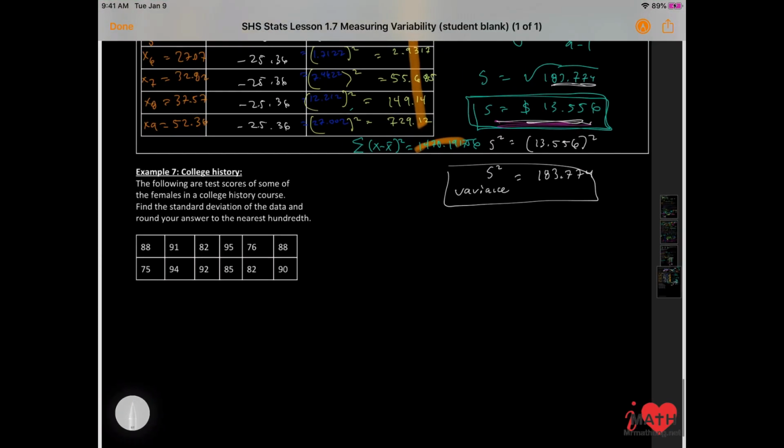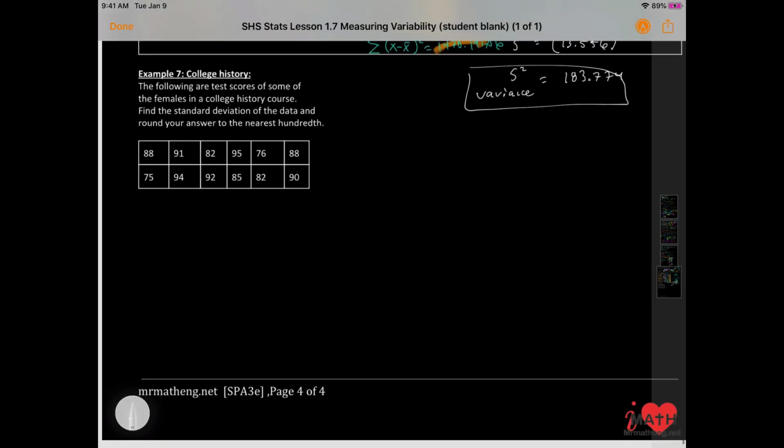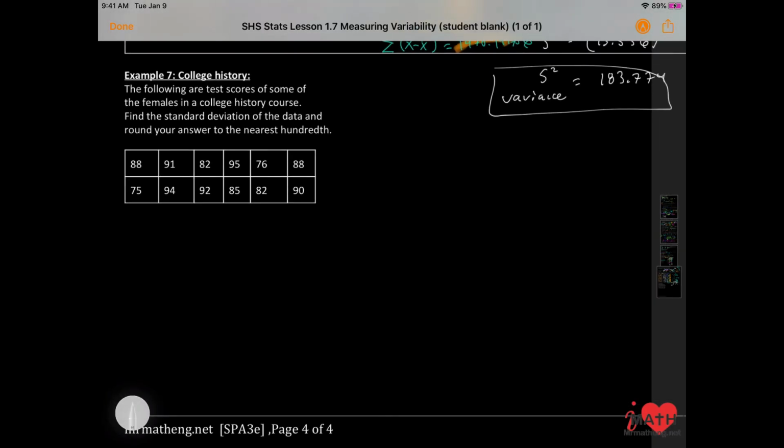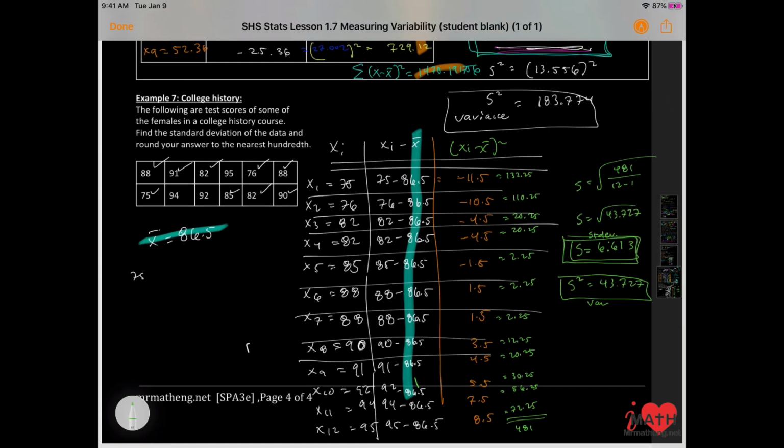So I want you guys to go to the next problem, college history here, and I want you to do it. And then I'm just going to work it out. So when you pause it and you press play, you'll see the whole answer there. So go ahead and try this last problem here for some practice.